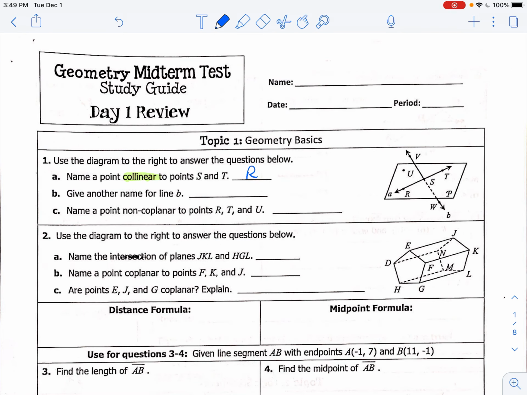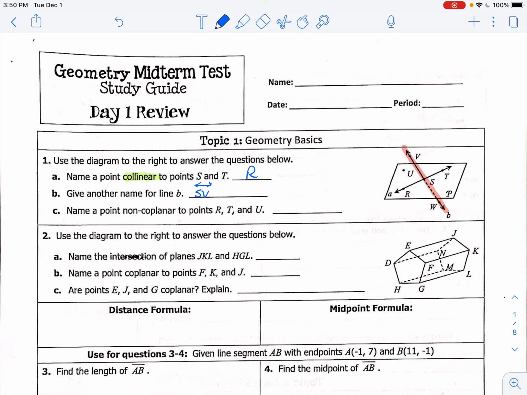Give another name for line B. All right, so line B is this guy here. You can name a line with two points. So we can call this line, and I'll write it like this. How about SV?